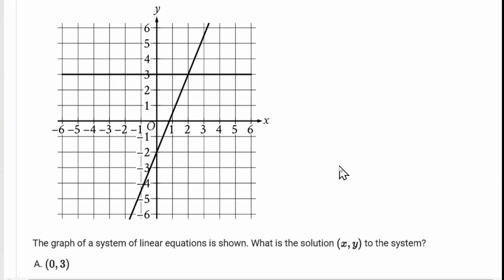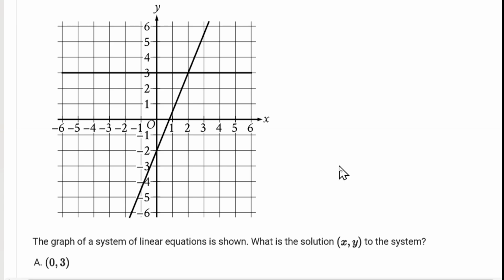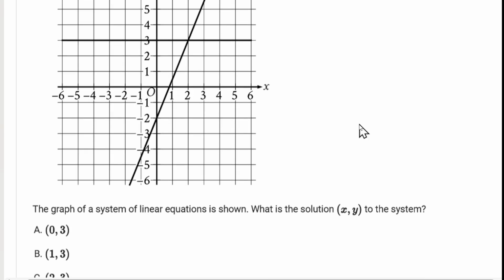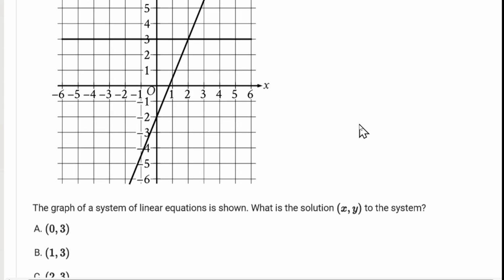We'll move on to number 3. Now, in this case, we are given the graph of 2 lines. You can see there's one line that slopes upward, and there's another line that slopes kind of horizontally. In fact, the slope is 0 of that line. And this question asks us for the solution to this system. Now, again, this is level 1, so it's pretty basic.